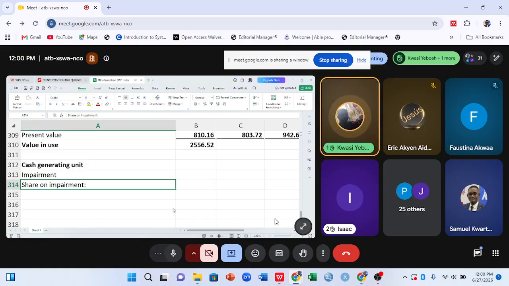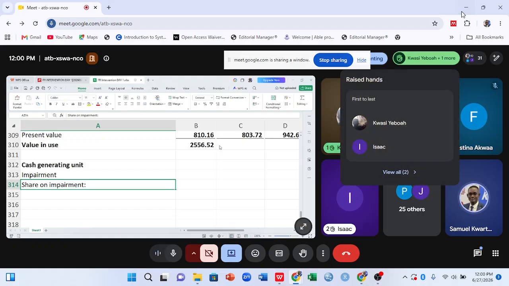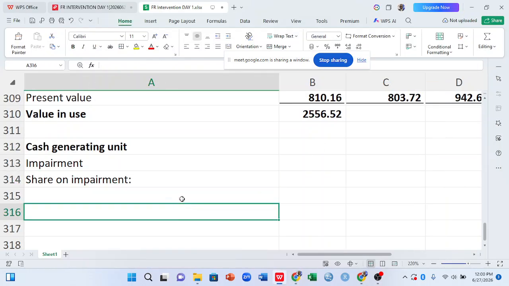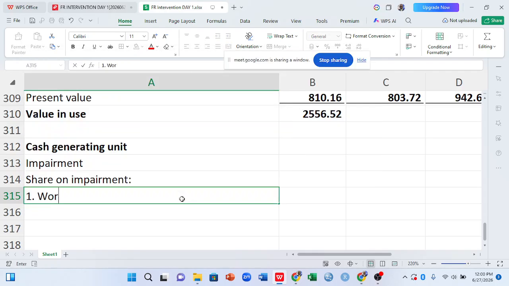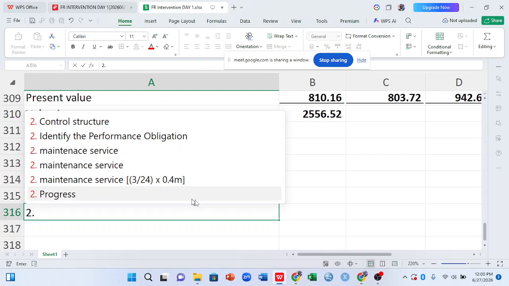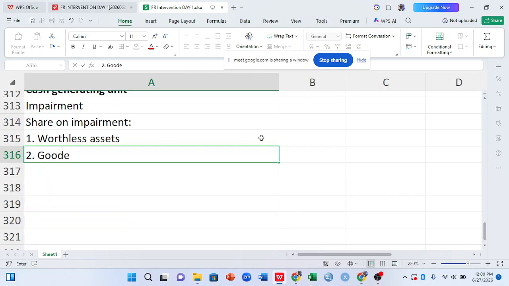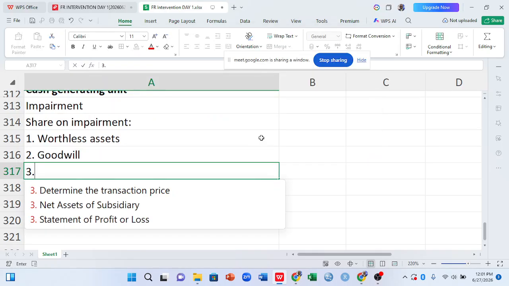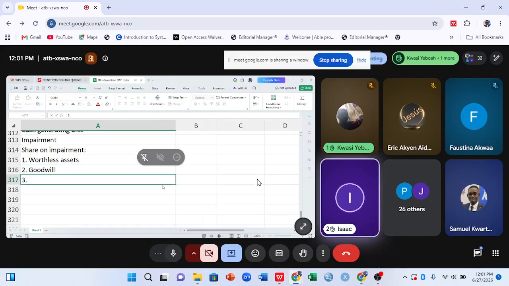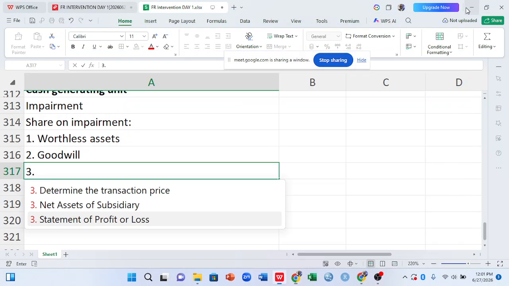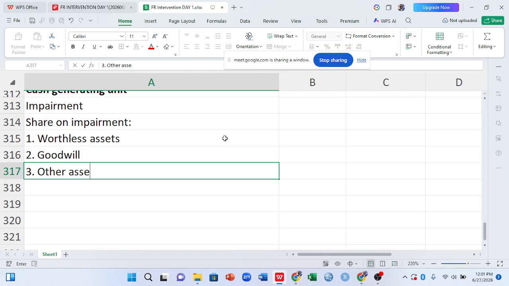Yeah, so you get rid of the worthless assets first. Okay, so first thing is worthless assets. Second is what was the second thing? Goodwill. Okay. Goodwill. And then what was the third thing? After that, the remaining you share pro rata among the rest of the assets. So that one is shared for other assets on a pro rata basis.